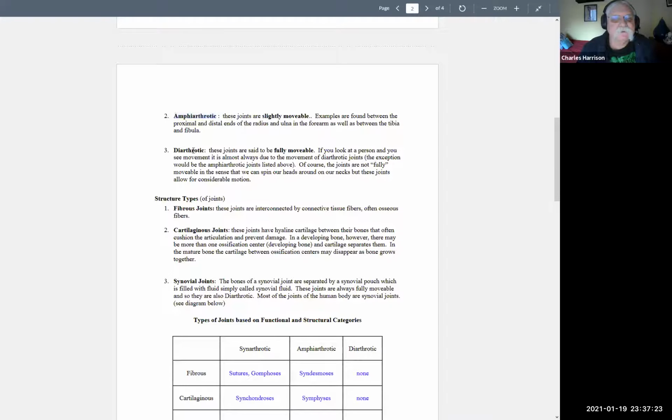The diarthrotic joint is the third type. These are said to be fully movable. Fully movable, that's really a lie. There's no fully movable joints. If something was fully movable, you could take your head and twist it around and around like in The Exorcist, but that doesn't happen. But these are highly movable joints.